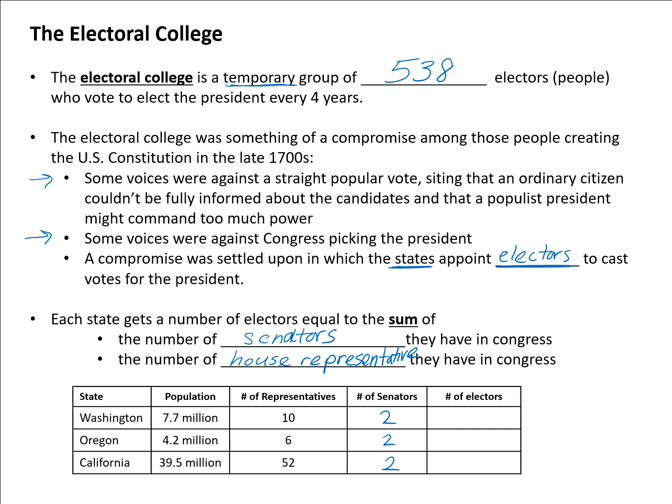They get 10 representatives. And California, which is much, much bigger, with 39.5 million people, gets 52 representatives. Again, it's not the representatives and senators who make up the electors, it's these numbers we use. So Washington has 10 representatives and 2 senators, so they get 10 plus 2, or 12 electors, that they send to vote for president. Oregon has 6 representatives and 2 senators, so they get 8 electors in the Electoral College. And California gets 52 plus 2, or 54 electors in the Electoral College when we vote for president.